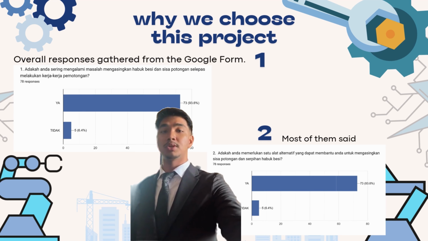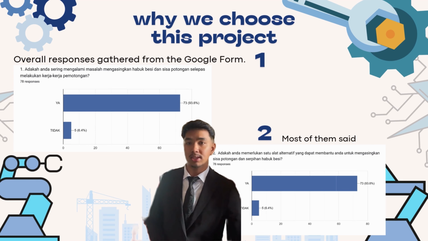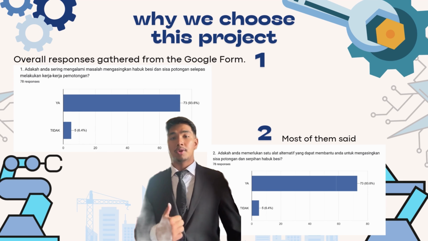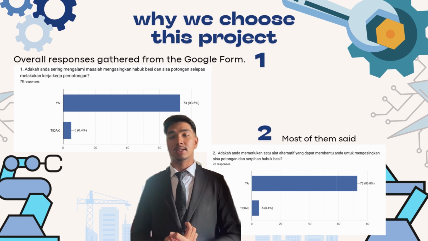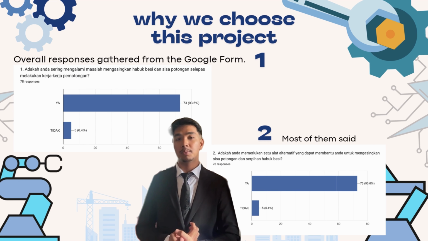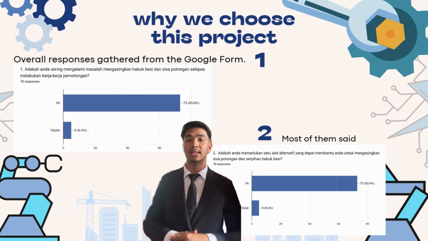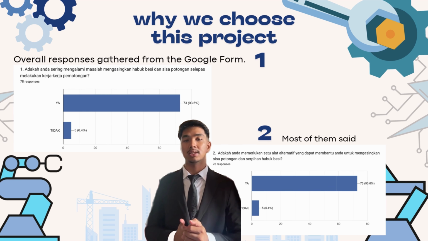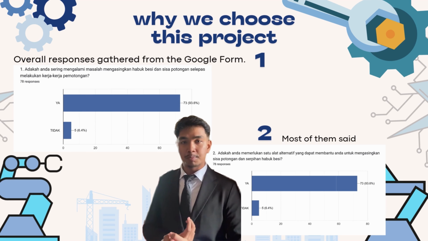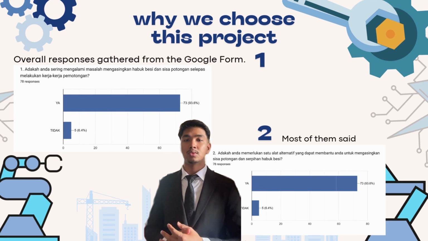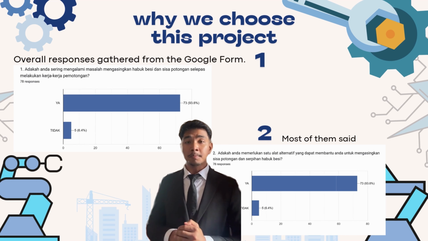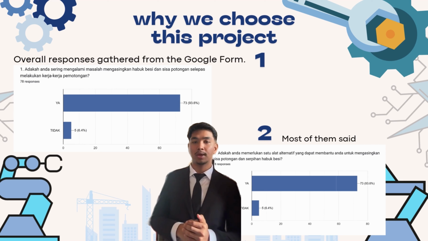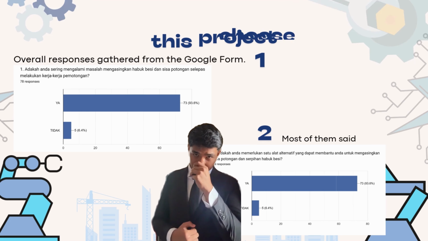Why did we choose this project? Because we chose this project based on overall respondents collected from the Google survey. From the result, most respondents agree that they often face problems related to metal dust and debris during cutting and grinding processes. Furthermore, many of them mention that they need a safer and more effective solution to manage this issue in the workshop. This project was developed to address real problems faced by users and to provide a safe and efficient solution.